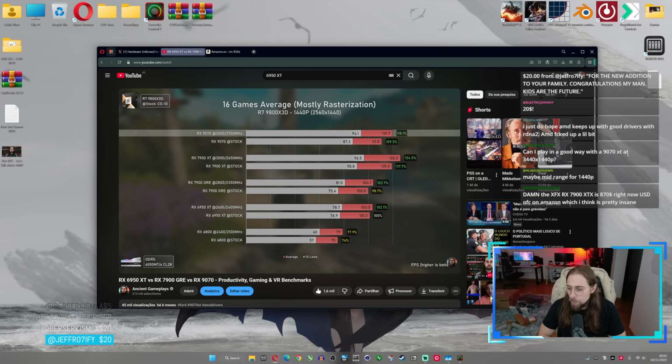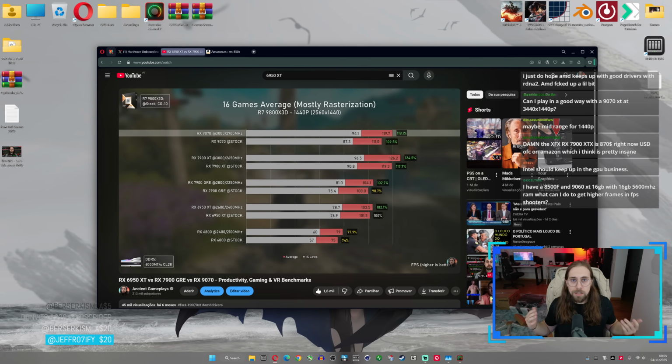I just do hope AMD keeps up with the good drivers with RDNA2. AMD messed up a little bit. Yeah, they did. And I believe they will keep with good drivers now, especially since people pressure them a lot. What I'm saying is that people can pressure brands without all this whining. They can just apply pressure.